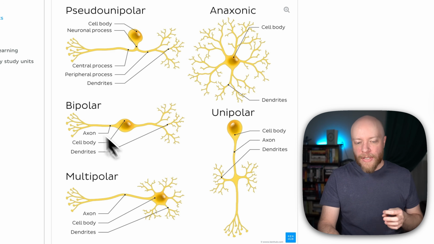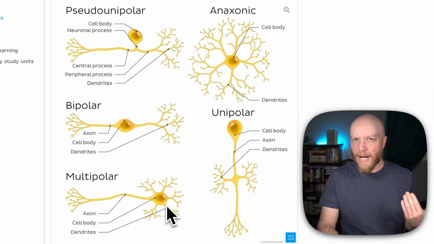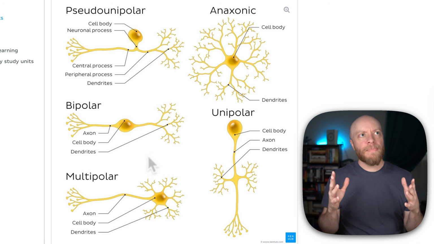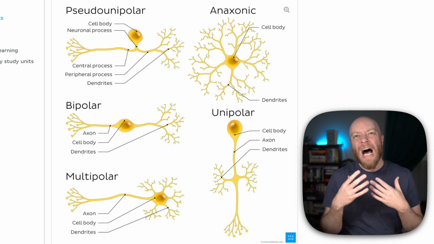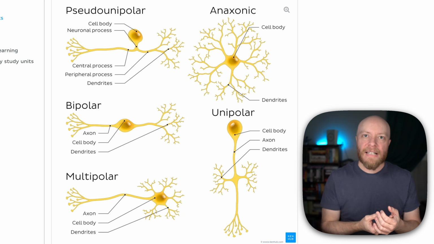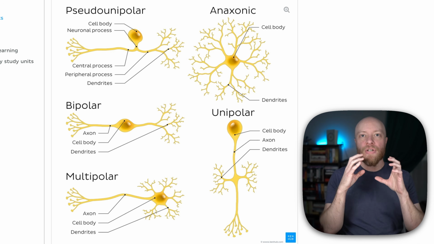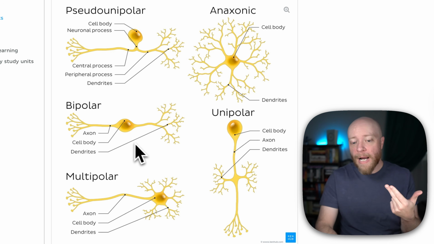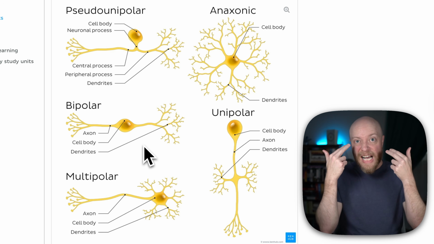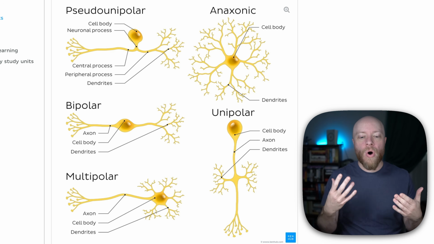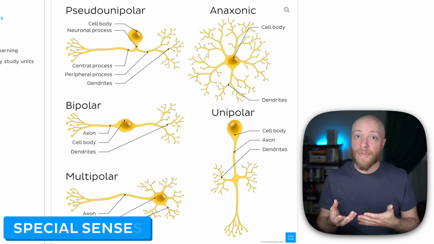Now, to explain where bipolar neurons are, it'll help us to also explain where we find multipolar neurons, because bipolar neurons are going to be in places where you require high fidelity. Fidelity, you could think of as exactness. Things need to be extremely specific. Let me give you a few examples. You're going to find bipolar neurons inside of the eyes, or for the ears, or for taste. We call these special senses.